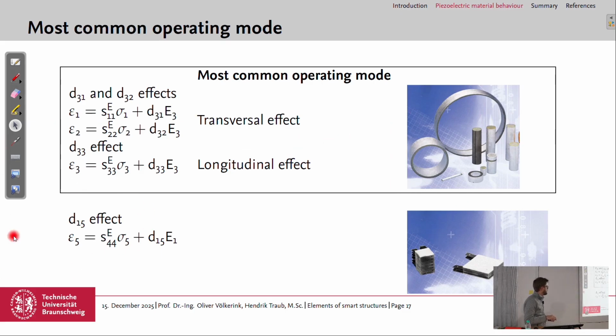And then, of course, we could also have the D15 effect. Here's a small mistake. This should be compliance S55 and not S44. But it's a similar equation as above, but with the other directions. And these would be examples for actuators or transducers which use the shear effect.